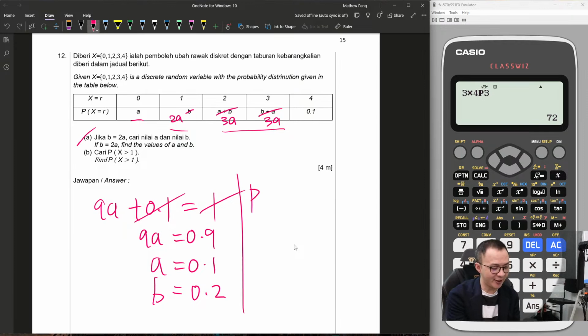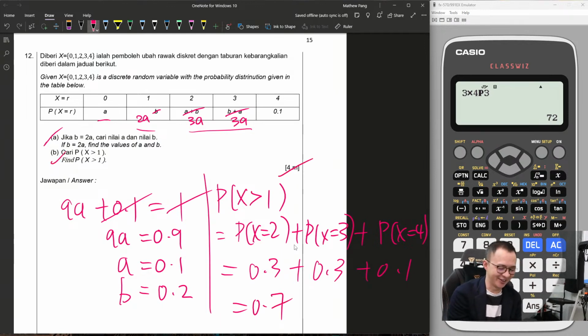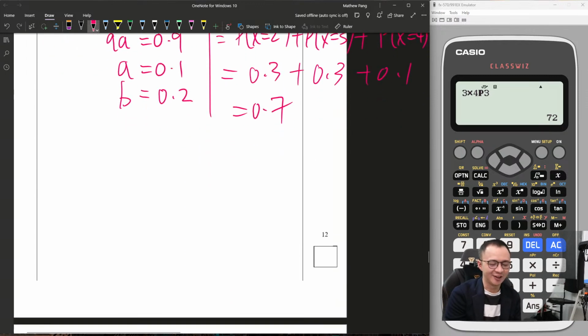Find the probability that X is bigger than 1. So basically this one means 2, 3, and 4, right? 2 is 3a, 0.3. 3 is, okay, then my step by step. So this one is P(X equals 2) plus P(X equals 3) plus P(X equals 4). Because I worry if I straight away write the answer, some students have no idea. This is 3a, basically 0.3. This is 3a, 0.3. This is 0.1. So the total is 0.7. I don't know, too easy for the distribution. Normally it's a lot harder.